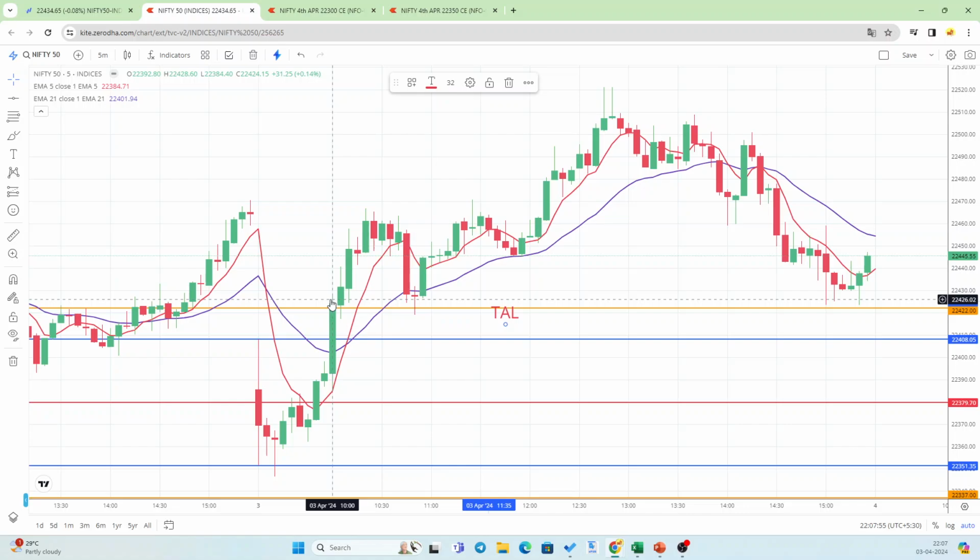So now we can conclude and take the decision that we can go for CE buying, with the assumption that it reaches up to this area, yesterday's high. Up to this area we can assume it can go.